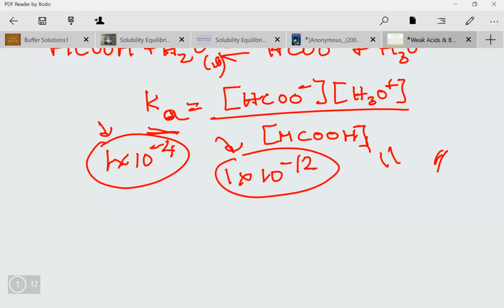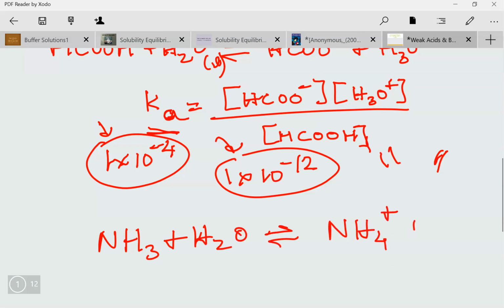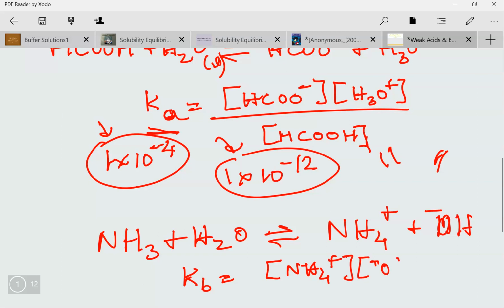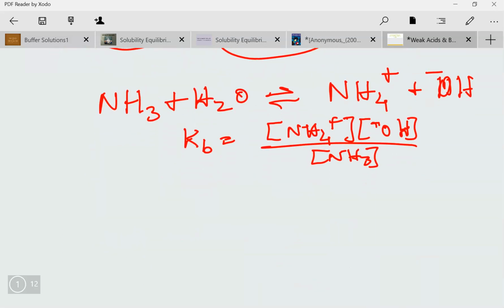So that was our list that we went through. If it is lesser than 1, it's considered a weak acid. But even in weak acids, there are varying levels of strength. And similar idea for bases, except if you take ammonia plus water, our Kb, B for base, expression is going to be NH4 plus times OH minus divided by NH3. Right, and again, this also gives us the extent of the reaction.